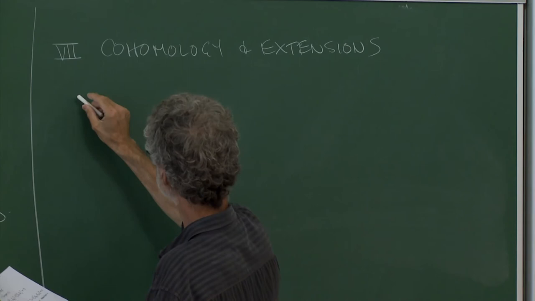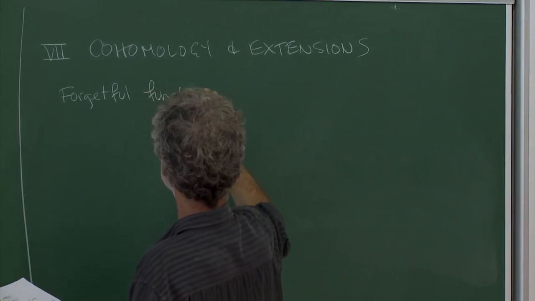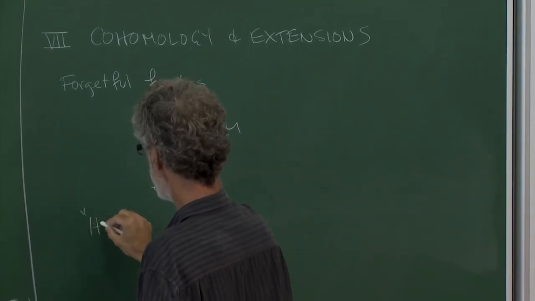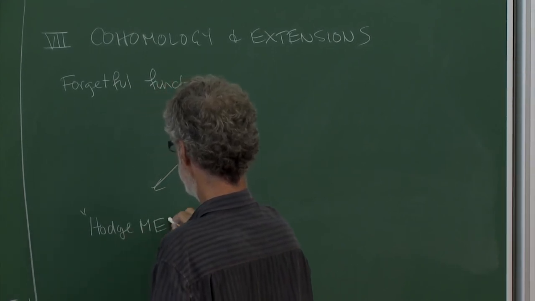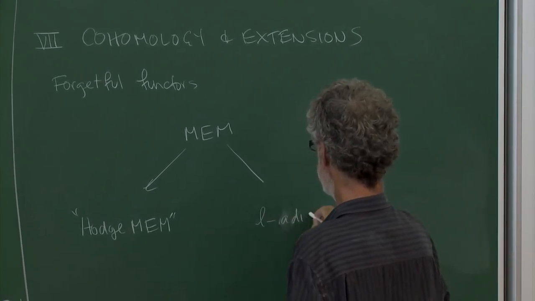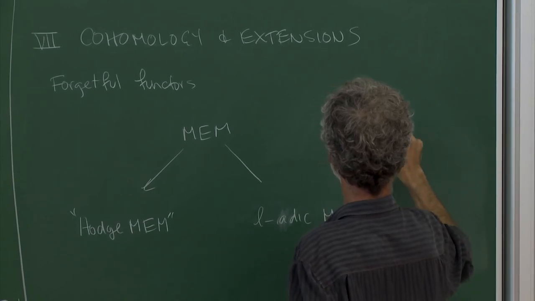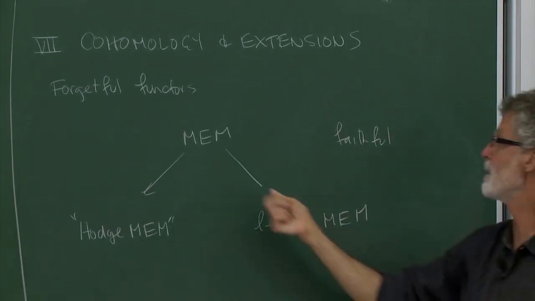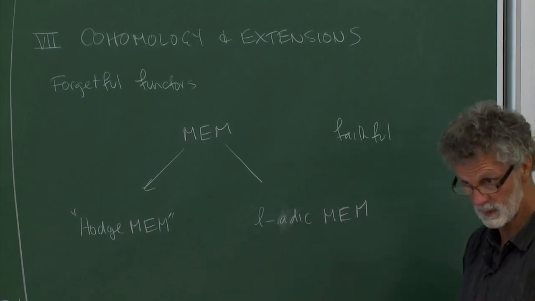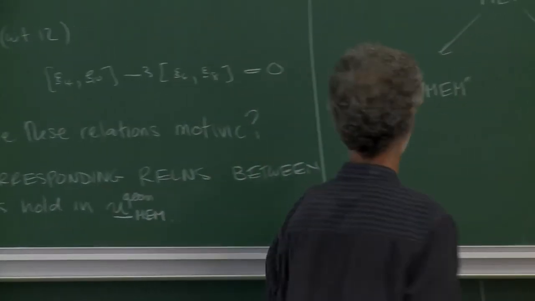So we have forgetful functors. You've got MEM, and you've got, say, I'll call them Hodge MEM, and you've also got elliptic. And they're both faithful. For example, here you would look at the underlying variation of mixed Hodge structure. Here you would look at the underlying l-adic sheaf. And so this story starts with Matsumoto. Exact, I suppose. And exact.